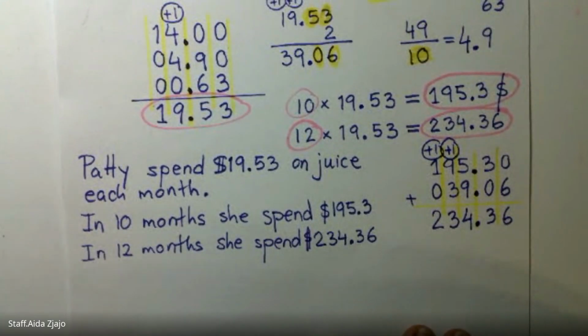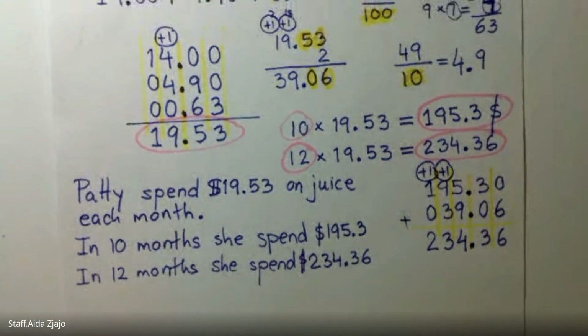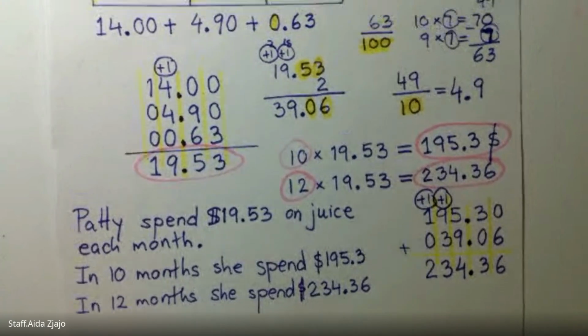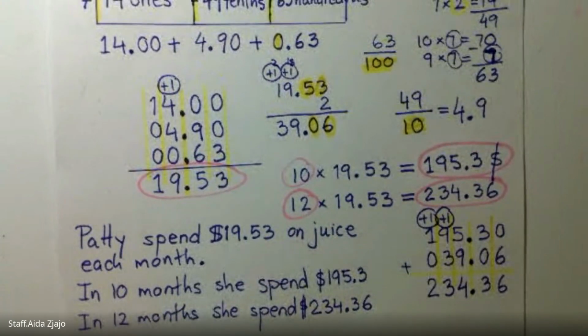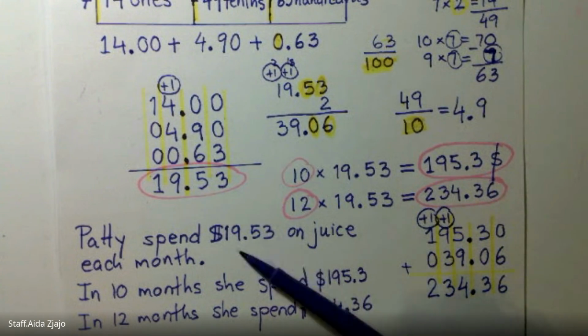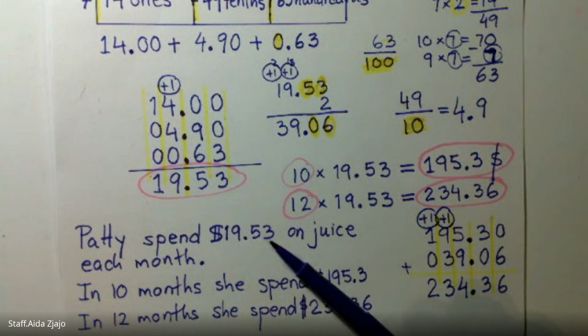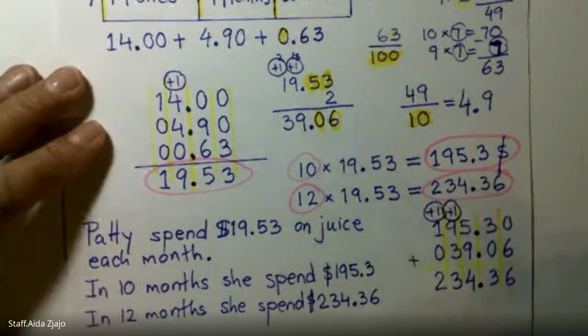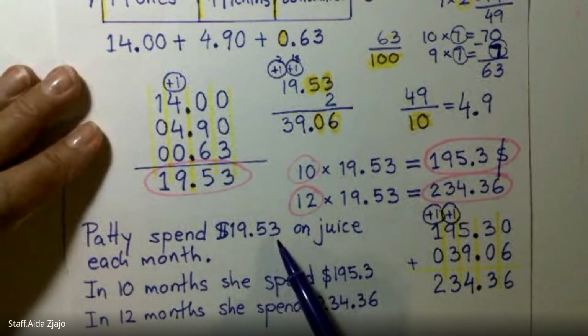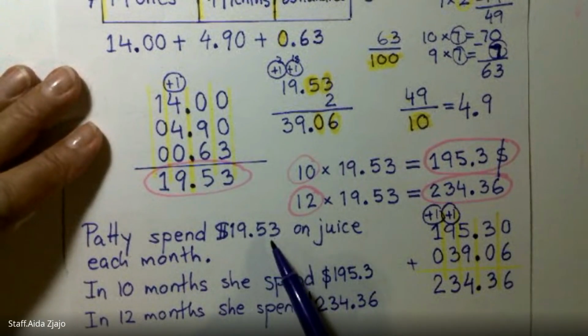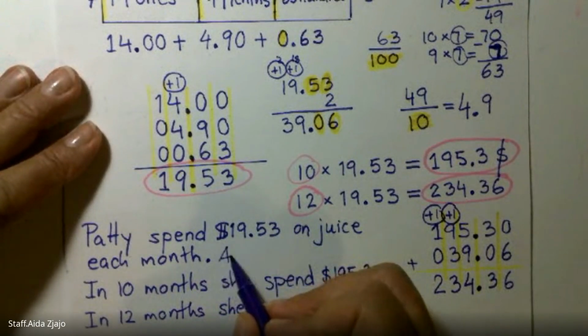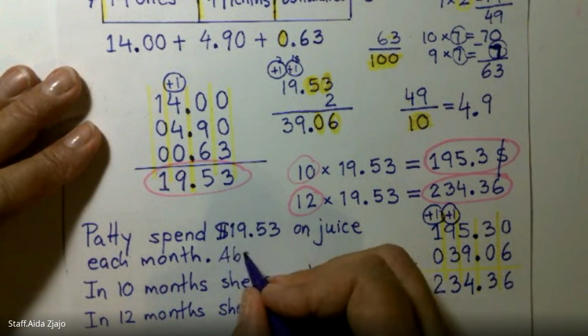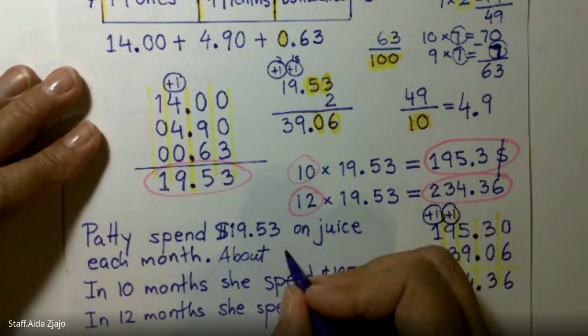It was Mrs. Z. And this was all the work. We can also round this. So if you think about $19.53, we can say 53 cents is more than half a dollar. So about $20.